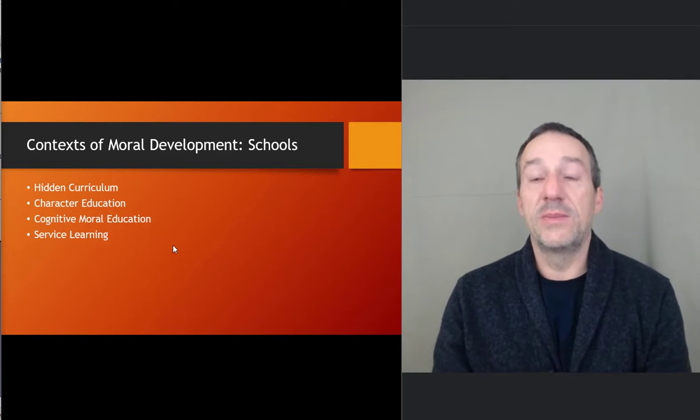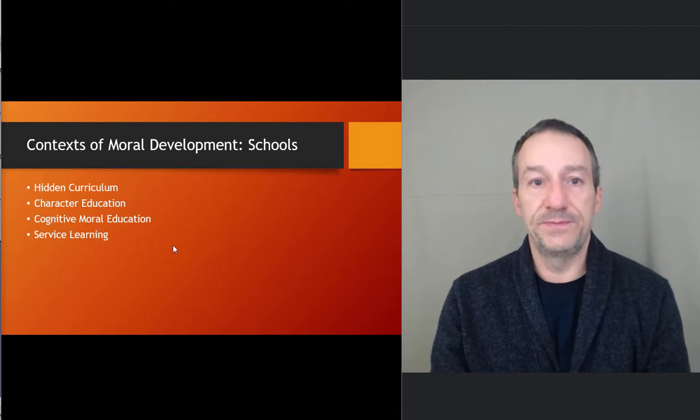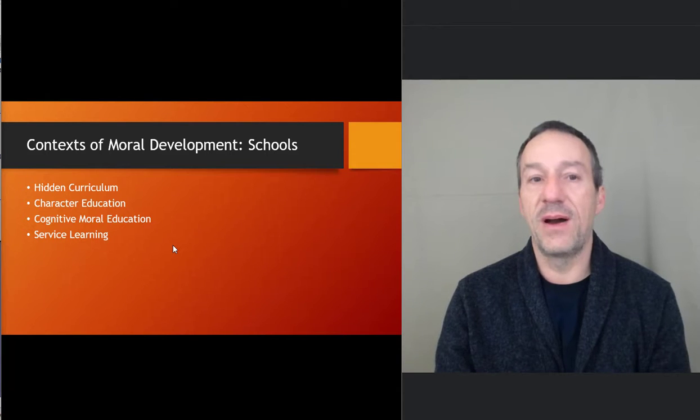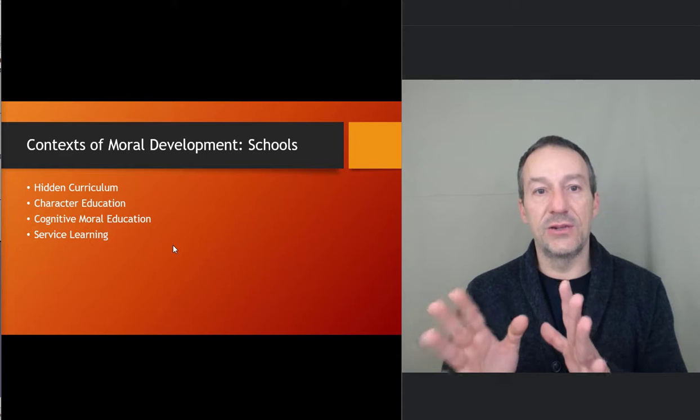The book also talks about moral development and schools. The first thing they talk about is the hidden curriculum. This is conveyed by the moral atmosphere that's part of every school. They might not come right out and say that our school has these moral standards, but it's part of this kind of behind the scenes hidden curriculum.